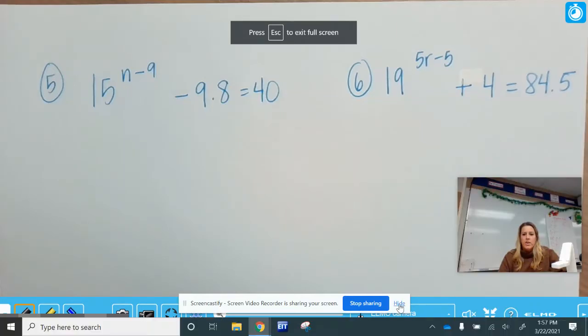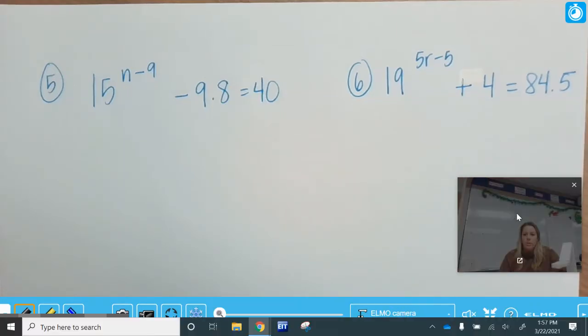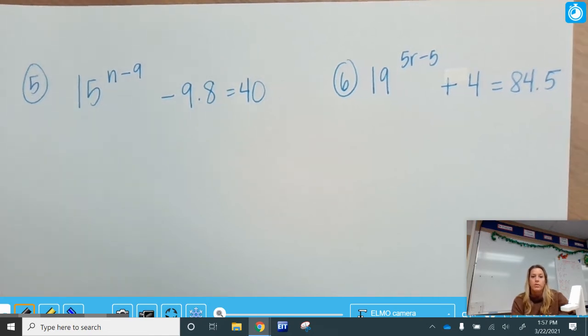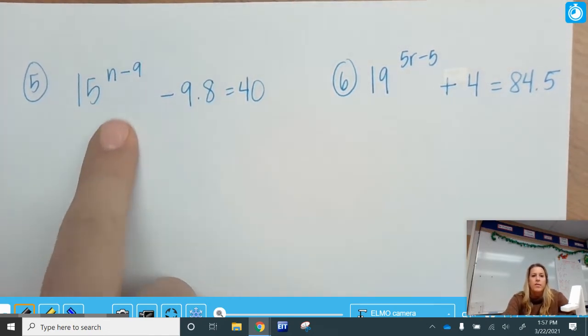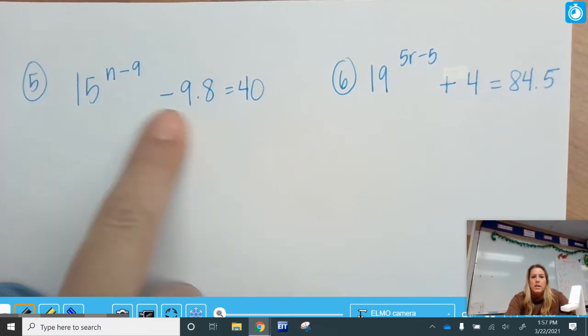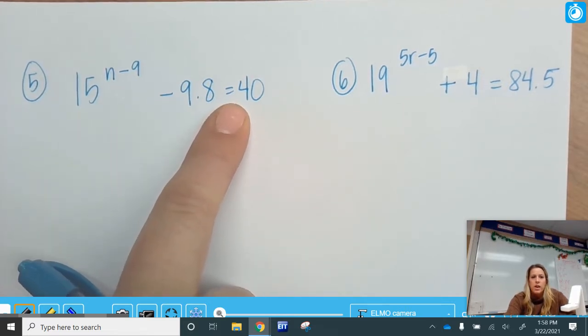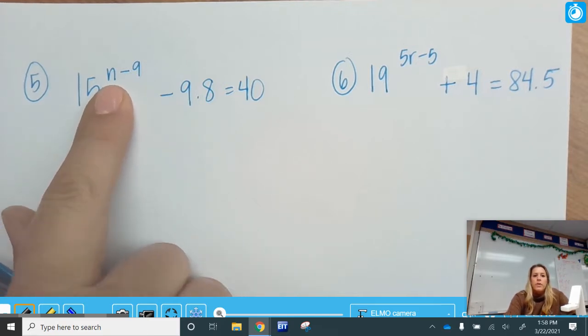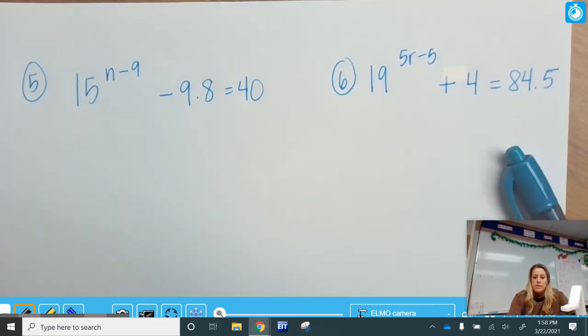Okay, so we are now going to bump this up just a little bit. You'll notice that we're still focusing on solving for a variable. So if we just look at number 5 here, take a second to write this down. If you need to pause it, you can, but I'm going to talk for a little bit so you have time. All right, your variable is in your exponent, okay?